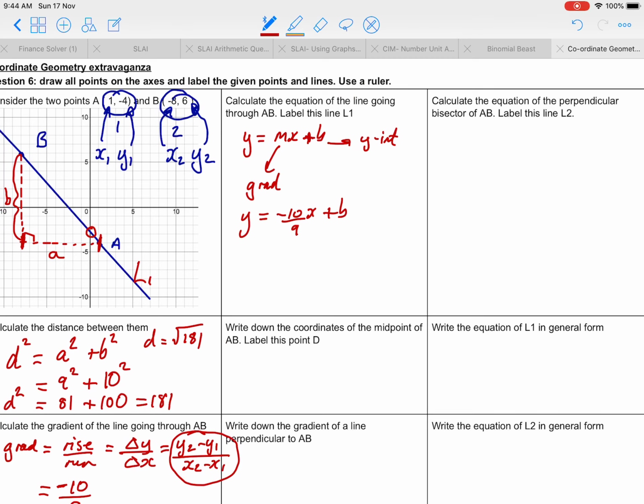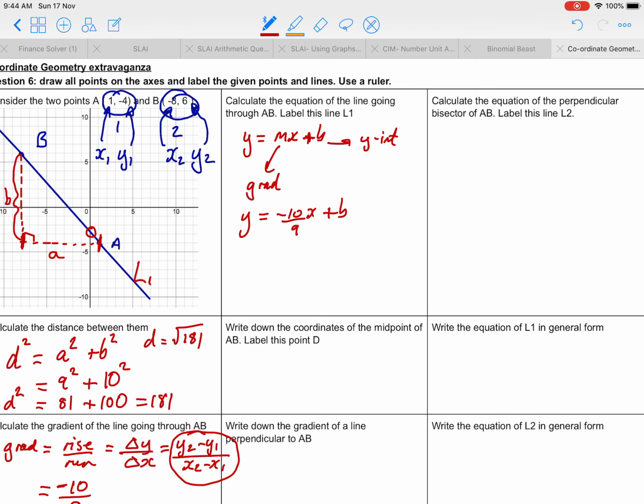Okay, so x1 plus x2 over 2, the average x coordinate and the average y coordinate. Notice the x1 plus x2 here, but previously it's x1 minus x2 for these first two points over here. So I need to know the difference. So x1 plus x2. So let's have a little look. x1 is 1 plus x2 is negative 8 over 2, and y1 is negative 4. y2 is 6. Just go ahead and work those out, and then again write the answers as fractions.